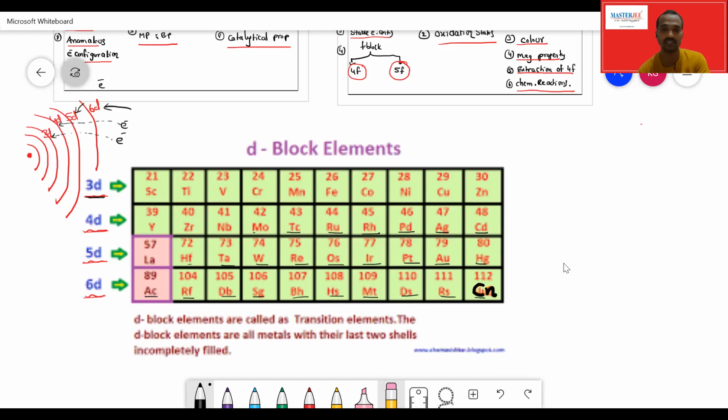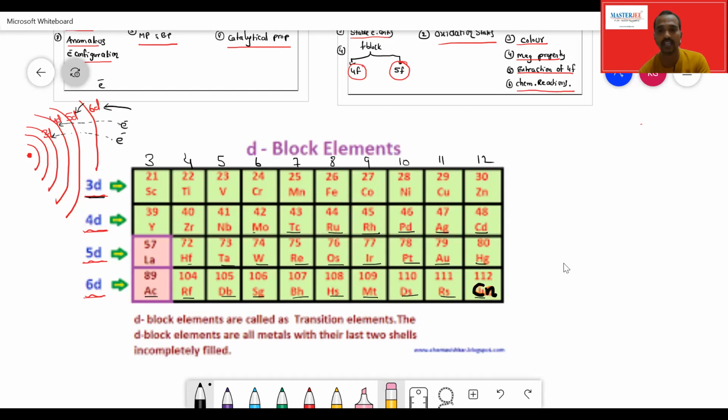Actually, according to IUPAC nomenclature, first A group means number 1 group, second A group is number 2, this is 3, this is the 4th group, this is 5th group, 6th group, this is 7th group, 8th group, 9th group, 10th group, 11th group, 12, and then 13, 14, 15, 16, 17, 18. That means it goes into the p block. So this is according to IUPAC nomenclature.